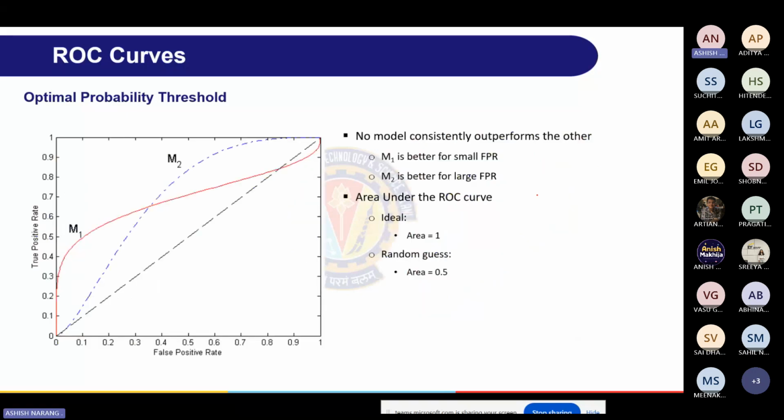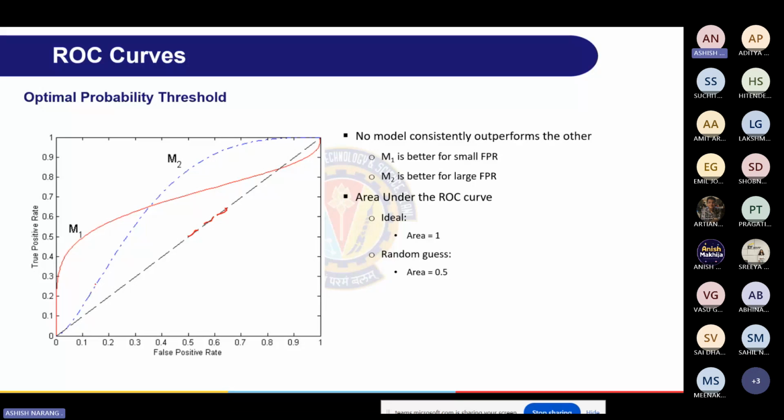Now look at this, comparing two models. The dotted black line is a random guess, the same graph. Now you see the red line. Initially, the true positive rate is increasing without increasing the false positive rate. And then beyond this 0.3 value, if you increase the true positive rate, the false positive rate is also increasing, and so on. Now if you look at the blue one, right?